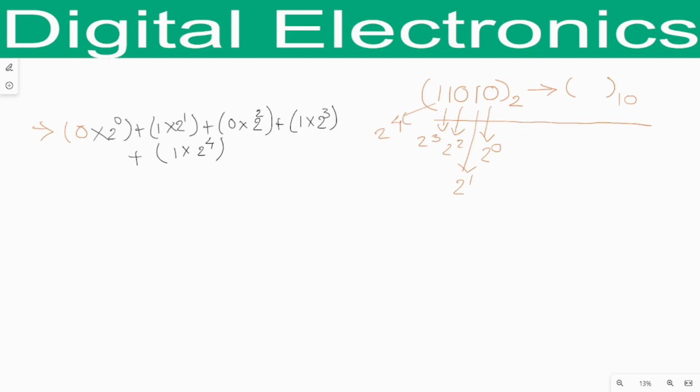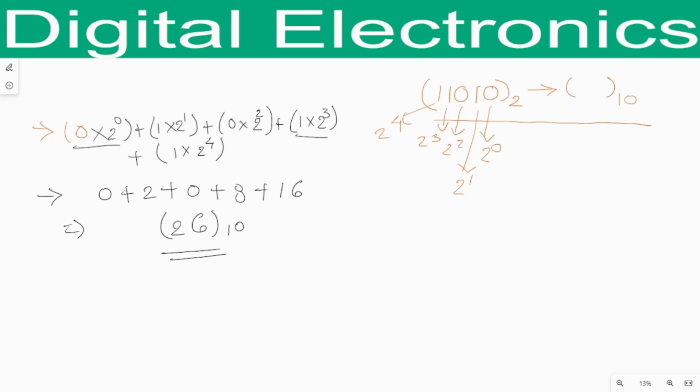So what will we get in the end? When we multiply 0 with any weight, we get 0. Here we will get 2, here because of the 0 multiplication we get 0, same as here we get 8, same as here we get 16. So what will we get in the final? We will get 26 in the final, and this 26 is nothing but the decimal number.